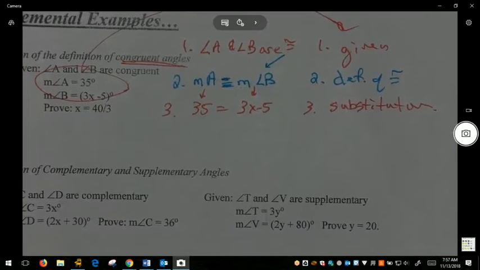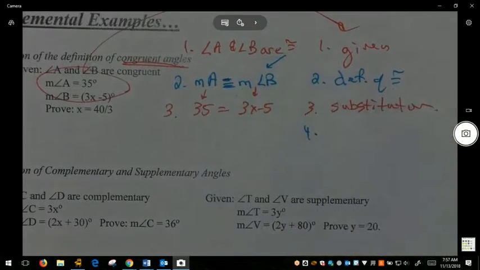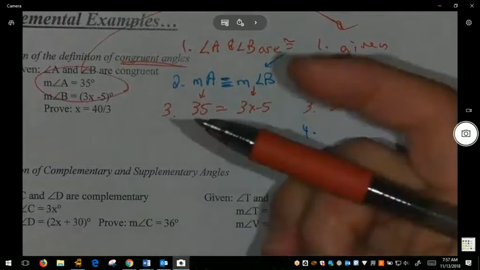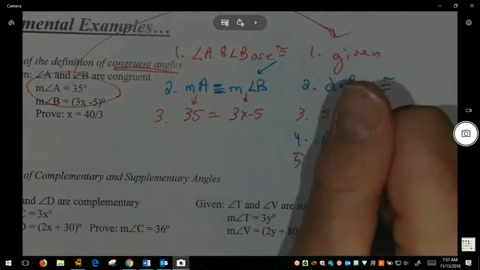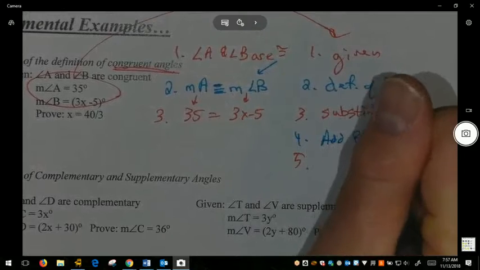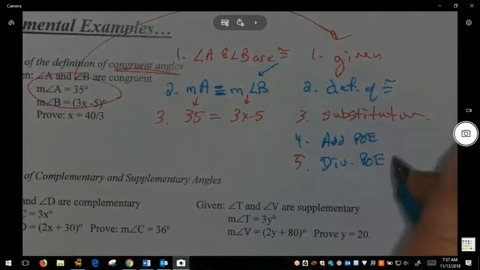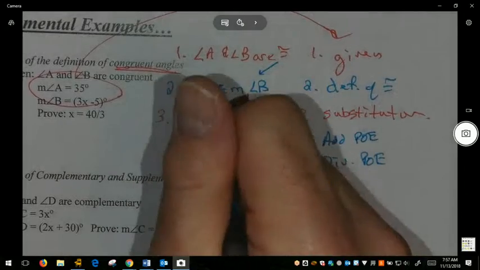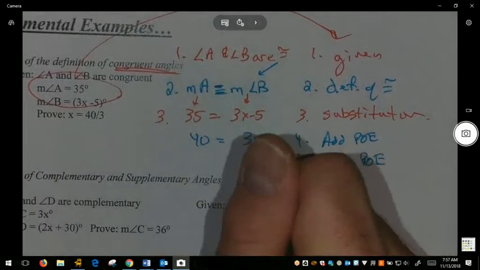And from here, there's two properties I'm going to use to get my final answer. Anyone know what the last two properties are going to be? Just looking at the equation. Addition property of equality and division property of equality. Absolutely. So we're going to add 5 and we're going to divide by 3.